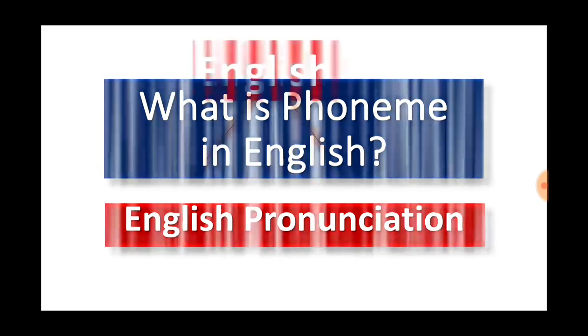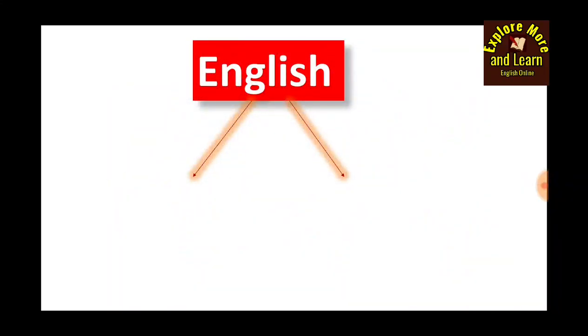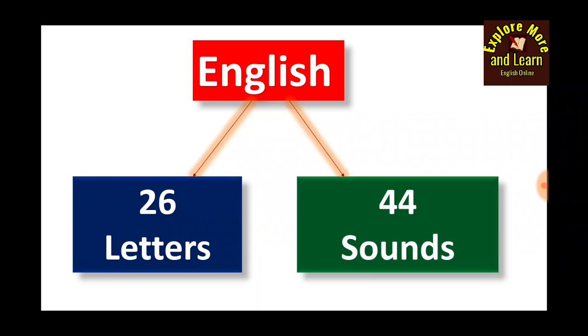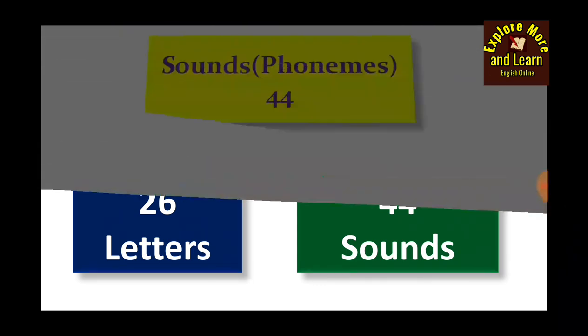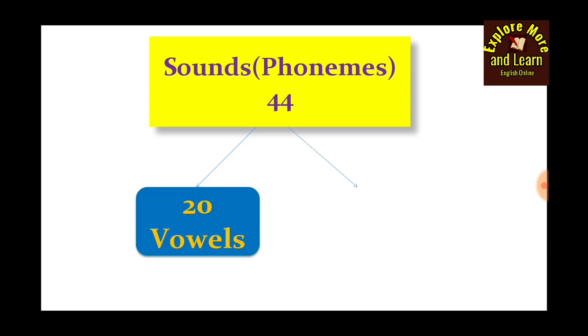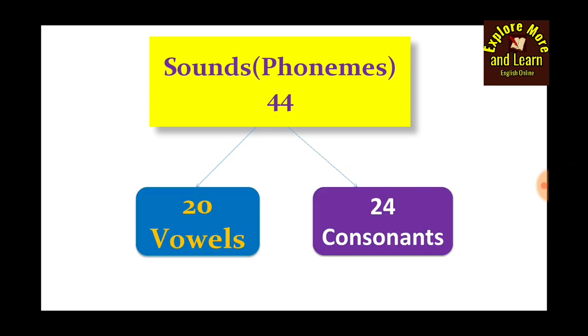So, what is phoneme? As you all know, that in English alphabet we have 26 letters, right? So how many sounds do we have in English? We have 44 sounds in English which we get from these 26 letters. Okay, and these 44 sounds are known as phonemes. And these 44 phonemes are further divided into two parts, vowels and consonants.